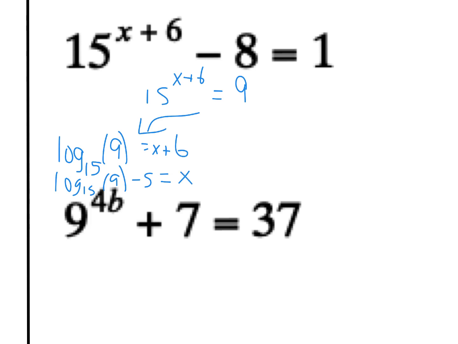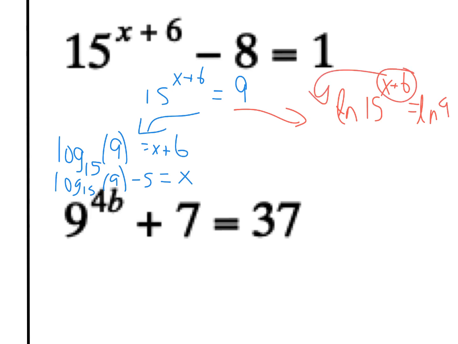Another direction you could go would be to take like the natural log of both sides. I pick natural log because it's fewer letters. So if I do the natural log of 15 to the x plus 6 equals the natural log of 9, this jumps to the front. So you're going to have x plus 6 times natural log of 15 equals the natural log of 9. Divide by the natural log of 15. So the natural log of 9 over the natural log of 15.